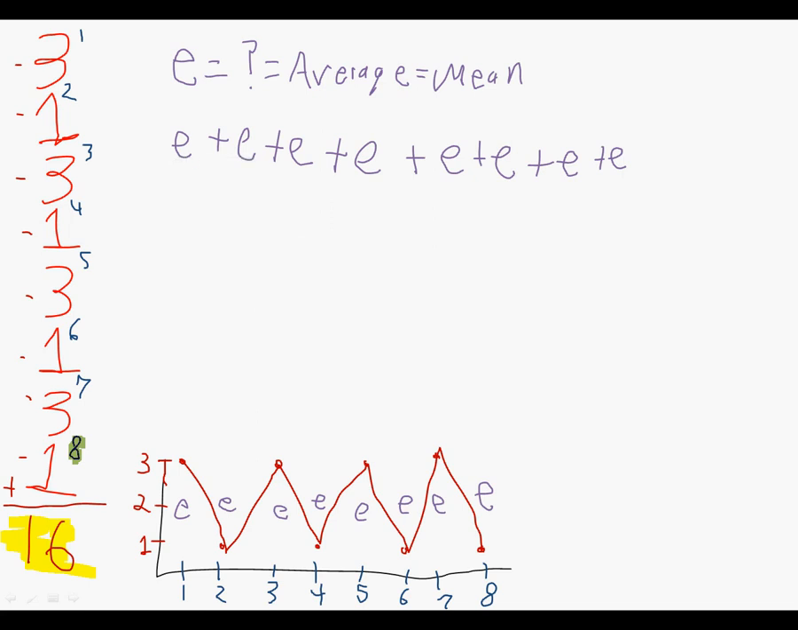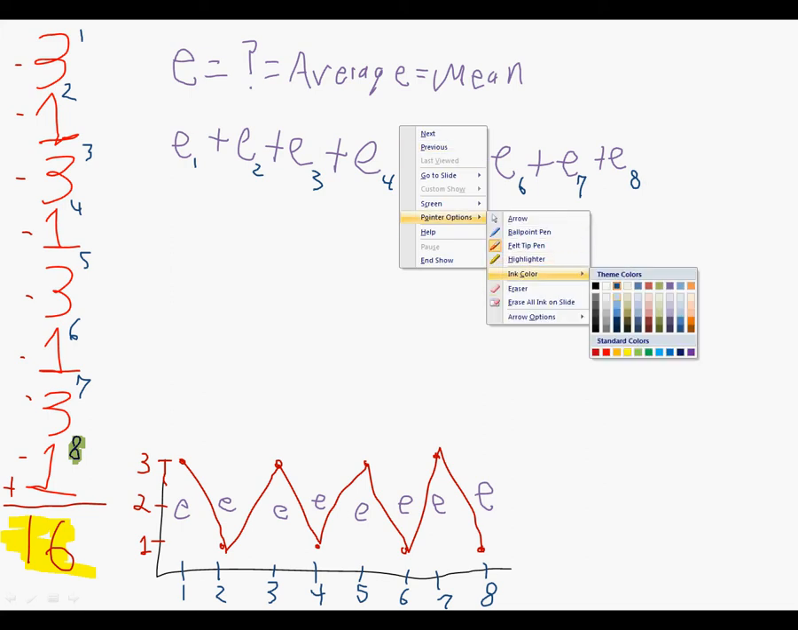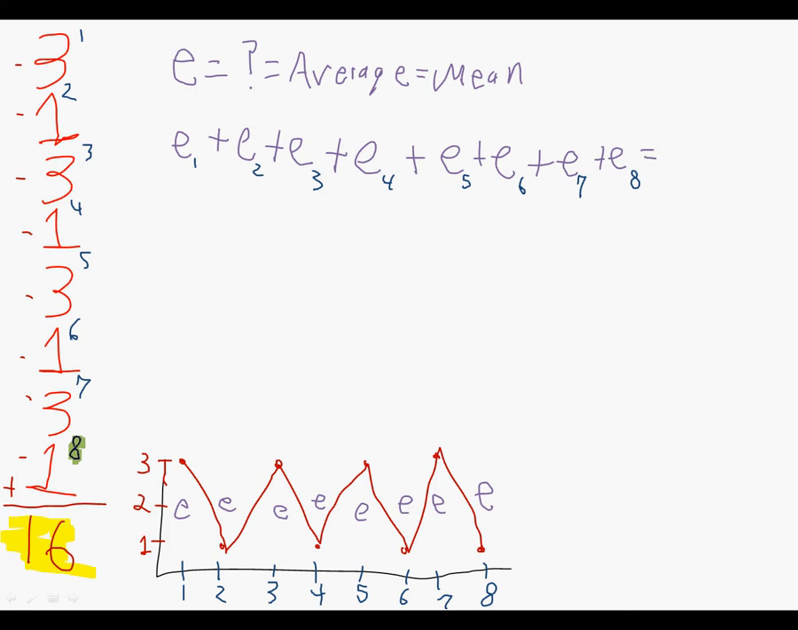So that's entry 1, 2, 3, 4, 5, 6, 7, 8. So what's unique about this? I have 8 e's and I'm adding them. But what are they going to add up to? Well, I'll tell you. They're going to add up to 16.